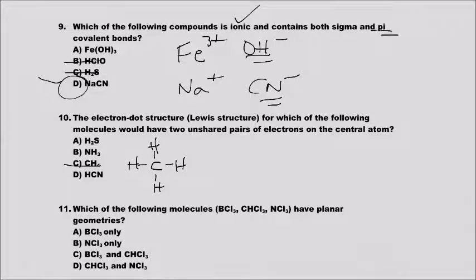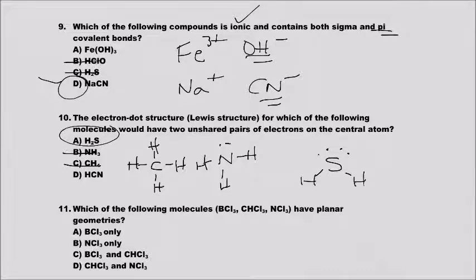Also B, you've probably drawn ammonia a lot. It has one pair of unshared, or one lone pair of electrons, so I'm definitely going to rule out B. And so maybe that would narrow it down to A and D, and you want to pick A. Sulfur is bent. I mean, this H2S is bent like water. And so those are our two unshared pairs of electrons on the central atom.